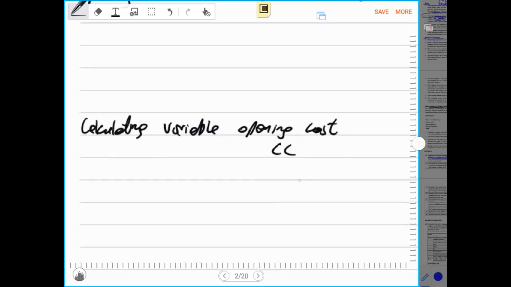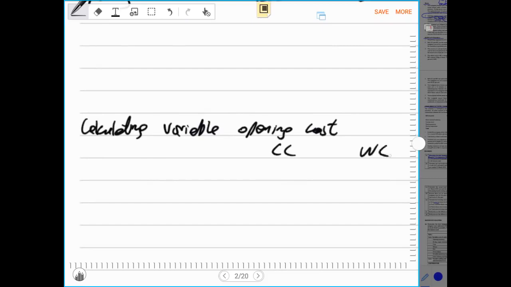Let me say calculating variable opening cost, because I want to calculate the variable opening cost. Now I have two products, and my two products are WC and CC, product CC and product WC.